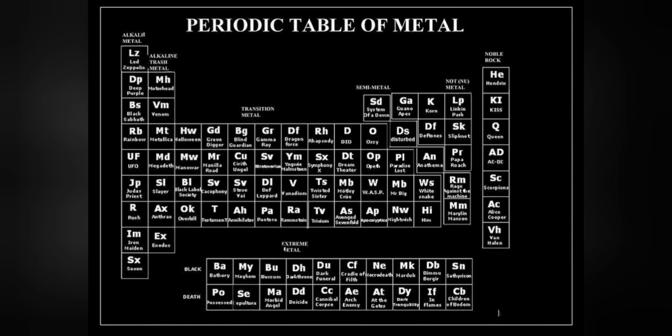Vertical, horizontal and diagonal trends characterize the periodic table. Metallic character increases going down a group and decreases from left to right across a period. Non-metallic character increases going from the bottom left of the periodic table to the top right.